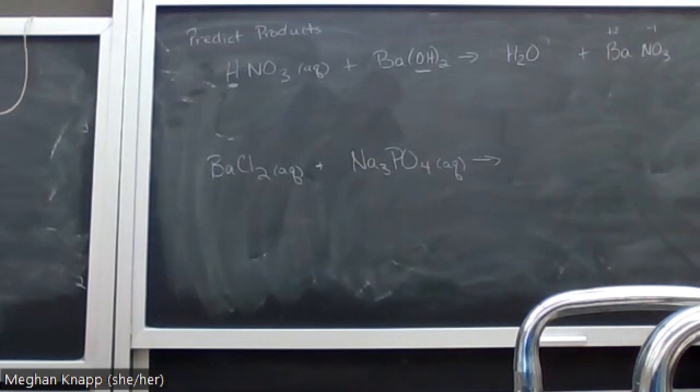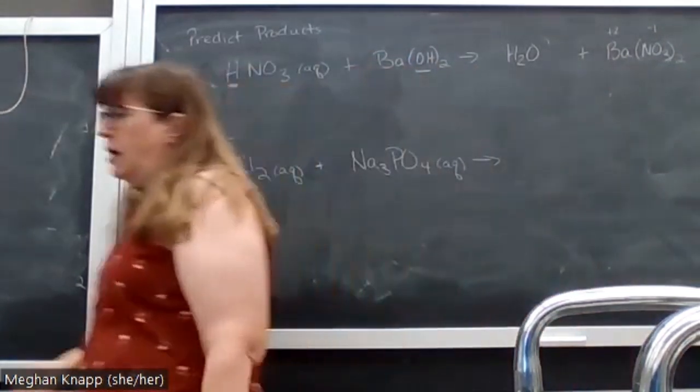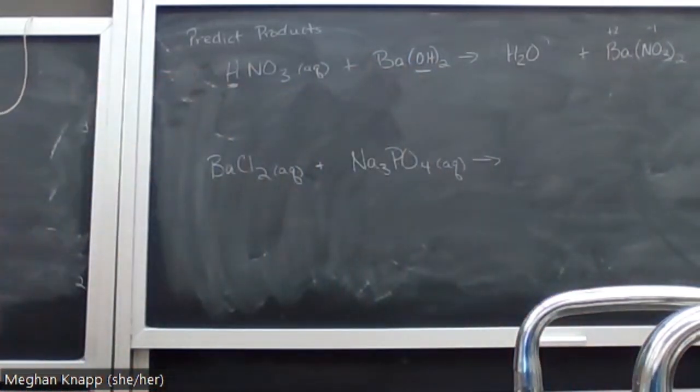So what do I need to do? Do I need more than one nitrate? No. So if I only have one nitrate, I have a -1 and a +2. Do they cancel out? No, they don't cancel out. So I do need more than one, which means I put parentheses around this. And how many do I need? 2. Okay. Then on your active chemistry, it would say, okay, now balance this.